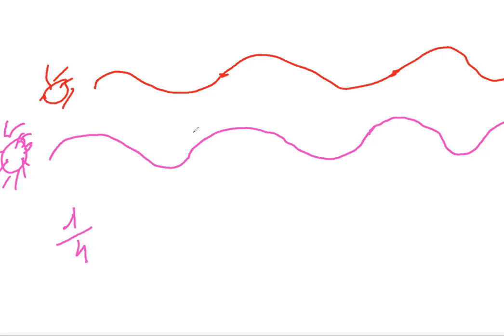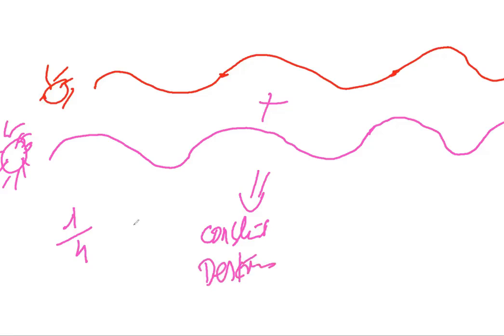And what do you think? If I combine this wave with this wave, both coherent, will it give me constructive interference or destructive interference? It will give me constructive interference. No, it will give me destructive interference because the phase difference is in fractional form. Oh yeah, you're right.